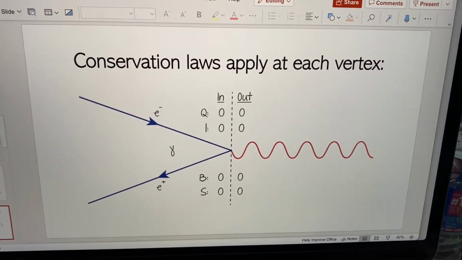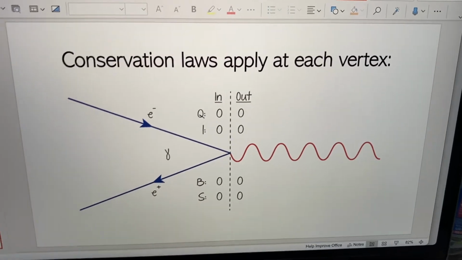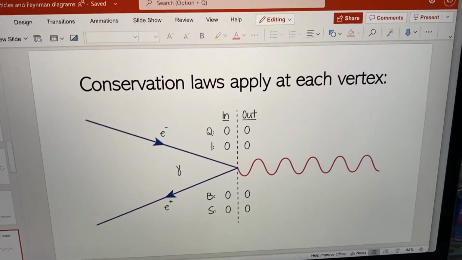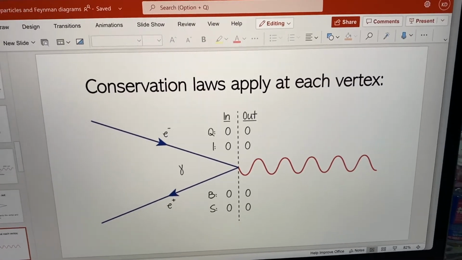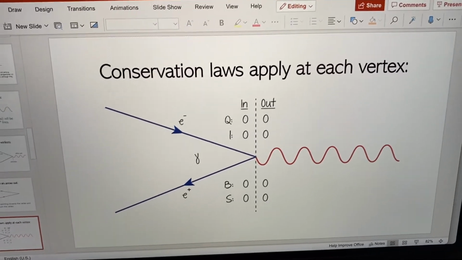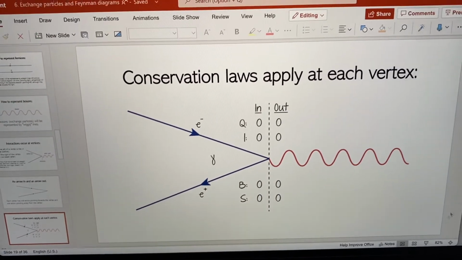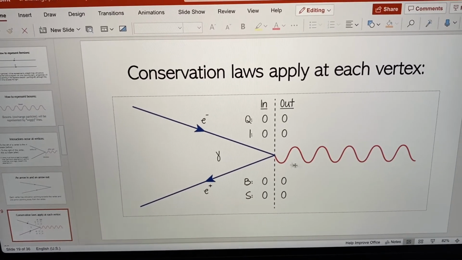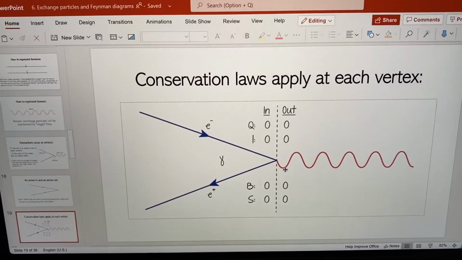Just to make sure I've gone through some of the slides, just in case they were still a little bit confusing, those letters there, Q, L, B and S, are for charge, lepton number, baryon number and strangeness. So it's similar to the previous lesson. It just means that before and after the interaction or point in time, those things have to be conserved.